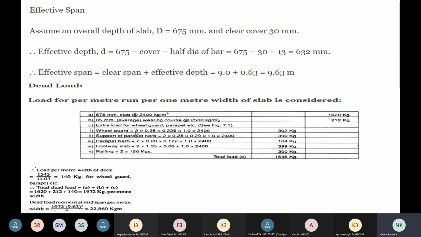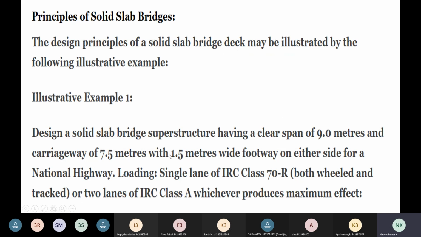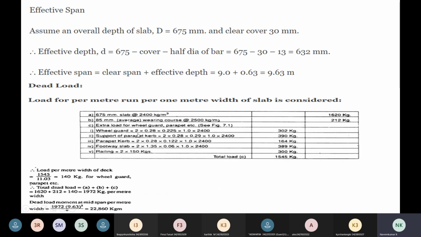You do this based upon the IRC loading, that is the IRC 70R. You can download this IRC recommendation. I will also show it, or else it can be shown in your regular calls also. So for the single lane of the IRC load, you take the values and calculate like this. The cumulative addition of all the load intensities gives you the total load.